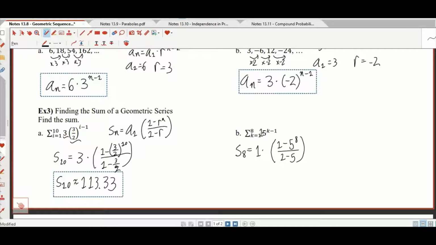1 minus 5 to the power of 8. And then we're going to divide that by 1 minus 5, which is negative 4. And hey, look at that. The sum of the first 8 terms is equal to 97,656. I know what you're thinking. Hey, that's not divisible by 5. You're right, because the first term was 1.